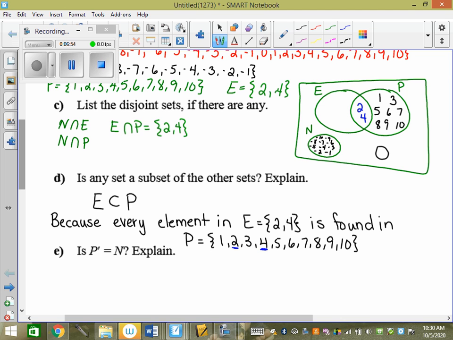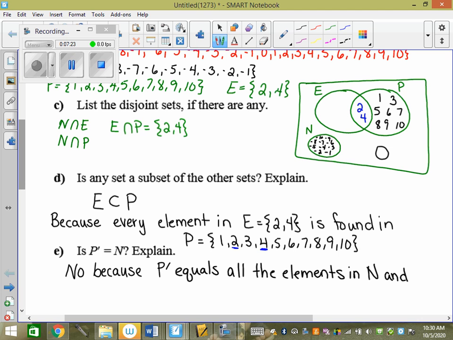Okay. So, no, because not P actually equals N. I shouldn't write it that way. Not P equals all the elements in N and 0. Right? So it's not a complement of it. Complement means completely everything else that's not in it. But we have that 0, which makes it a problem. Okay?